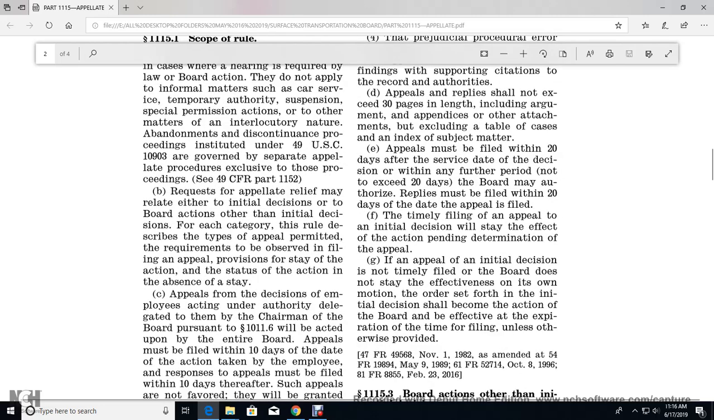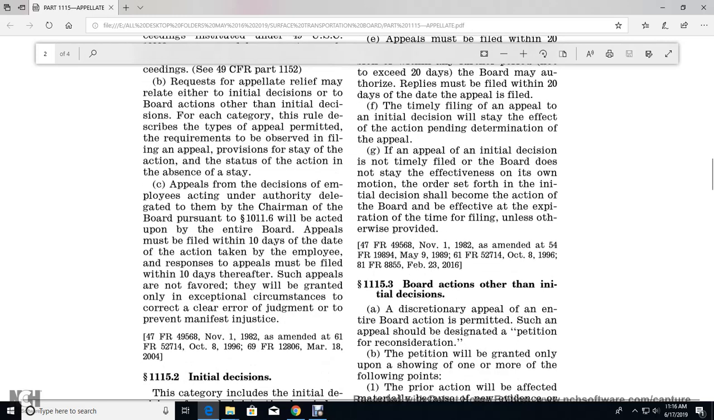Requests for appellate relief may relate to the initial decision or board action. The rules describe the type of appeal and the requirements to be observed in filing. Appeals of a decision by an employee acting with delegated authority from the Chairman of the Board, pursuant to 1011.6, or acting with the entire Board, must be filed within 10 days of the action by the employee, and responses must be filed within 10 days thereafter.